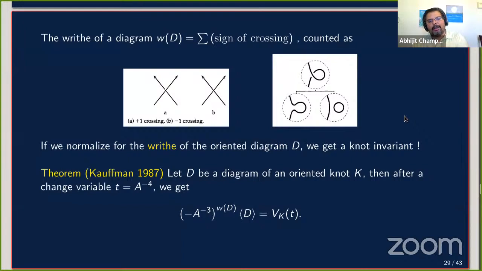And so if we normalize with the writhe accordingly, we actually get a knot invariant. Kauffman proved that if you take the Kauffman bracket and multiply with this monomial coming from the writhe, just normalizing for the writhe, and then you do a substitution of t equal to A to the power negative 4, you get the Jones polynomial of the knot. So this is Kauffman's definition of the Jones polynomial.